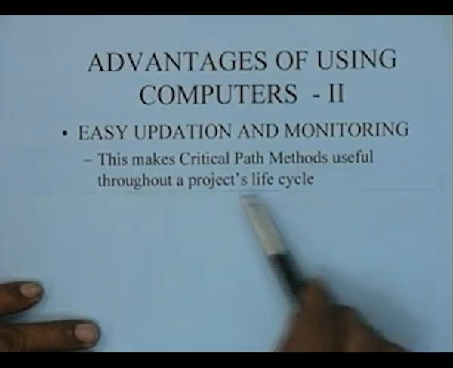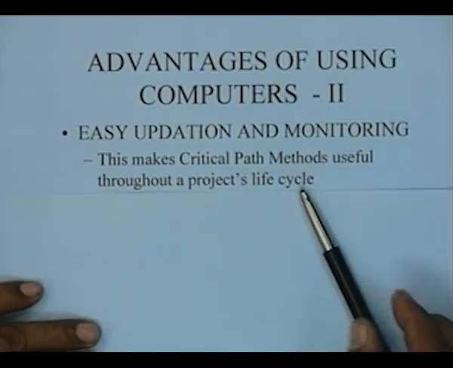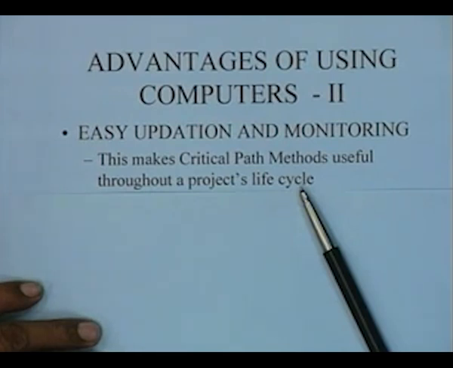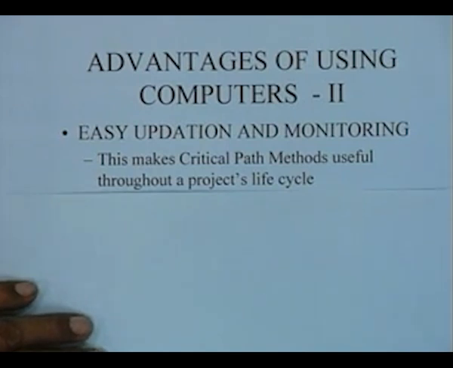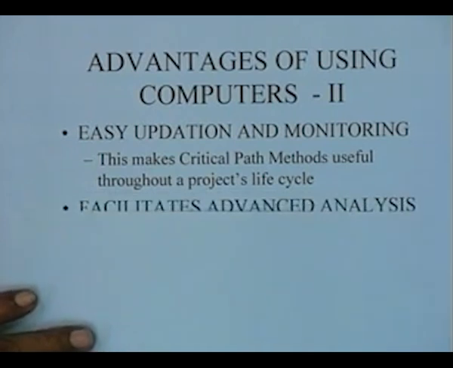But now with computers available, this kind of updation and monitoring is very simple. So this makes basically the critical path methods useful throughout a project's life cycle. So this has been perhaps the most significant single contribution of the computer in popularizing project network techniques, because you can take a printout of the new critical path at any stage and then get revised reports, and it's relatively much easier to keep track of the project with these kinds of methods. So easy updation and monitoring is perhaps a very important use and a very important feature that is available with computers.